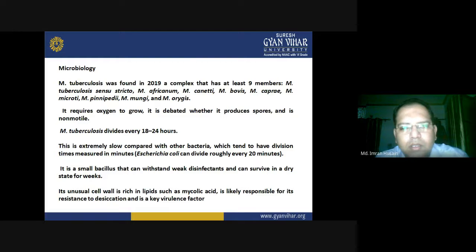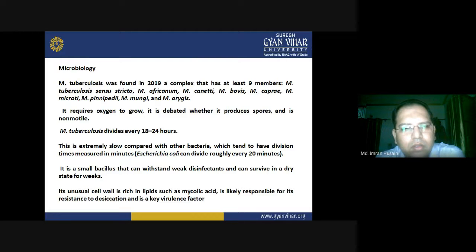It requires oxygen to grow. It is debated whether it produces spores and is non-motile in nature. So it is debated that this particular bacteria produces spores when it arrives in conditions that are not favorable, and it is basically non-motile in nature. It cannot move around very quickly.